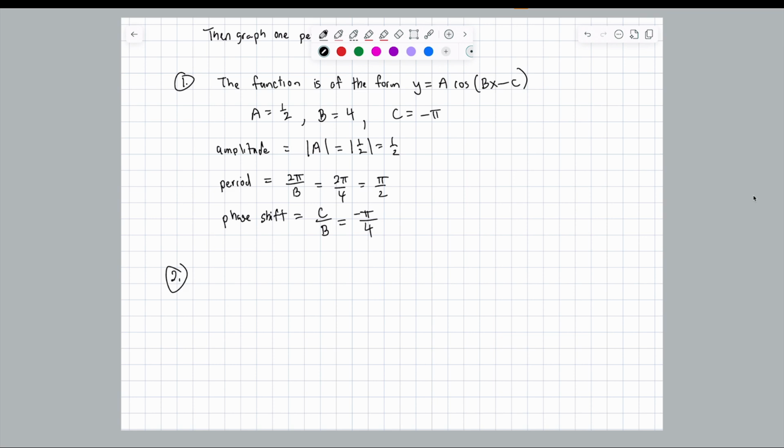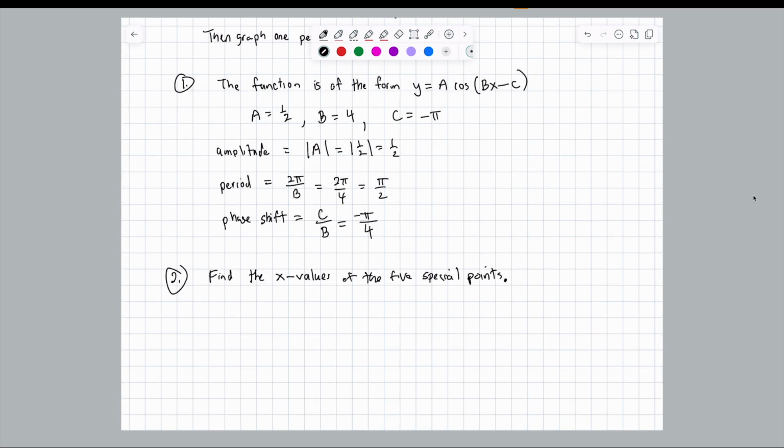All right, step 2, find the x values of the 5 special points. So we have to take our period and divide by 4. This is the value that we will use to increment from the first x value. So what's our period? We found the period to be pi over 2. So divide that by 4, which gives us pi over 8.